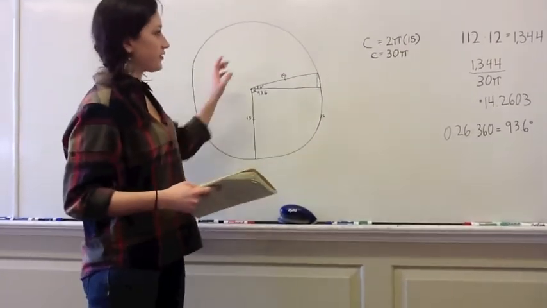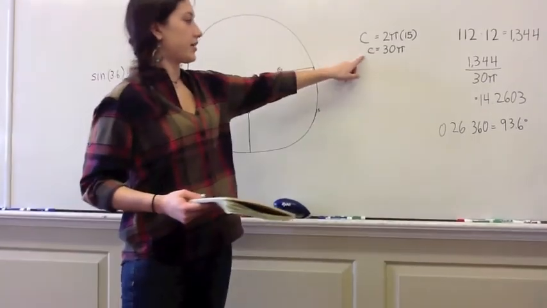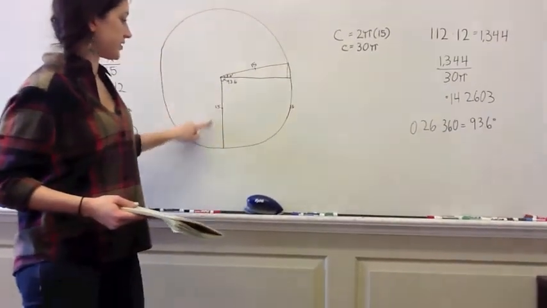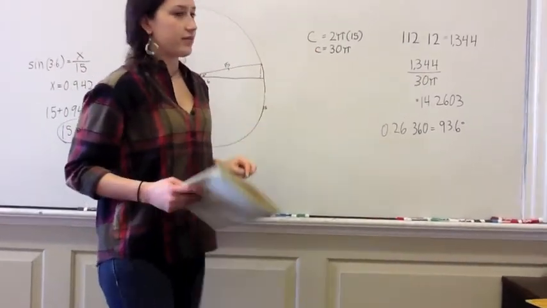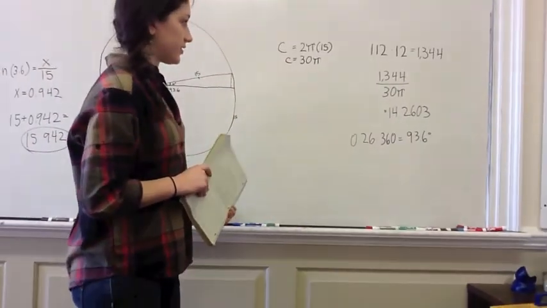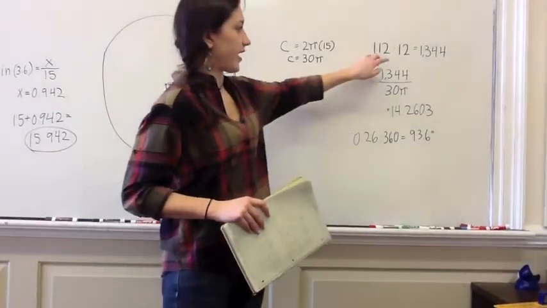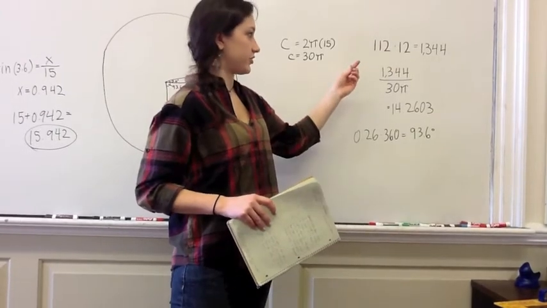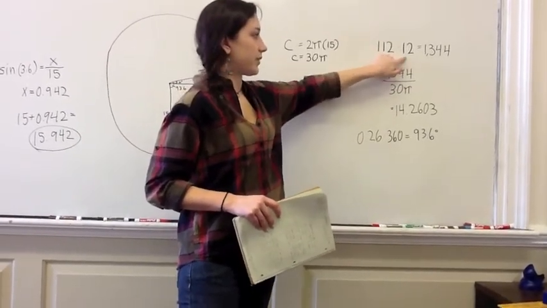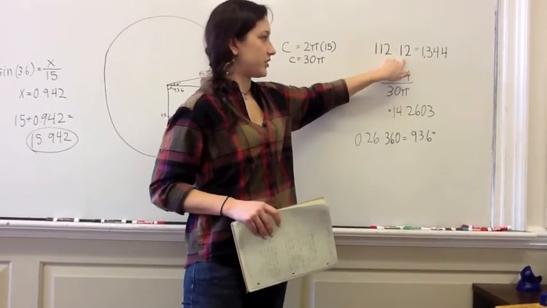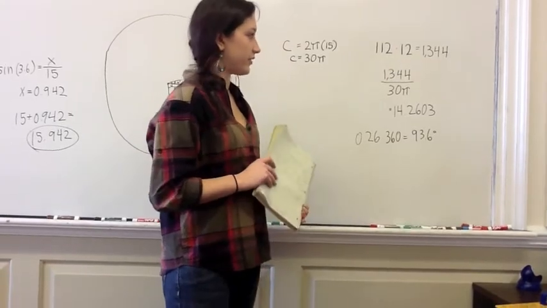Then first we have to find the entire circumference of the circle. So to do that, we calculate the circumference knowing that the radius of the circle is 15, and we get 30 pi. Then we have to find out the total distance that the wheel is going to travel. In this case, we have to stay in our unit of inches, so we convert 112 feet by multiplying it by 12 inches, and we get 1,344 inches.